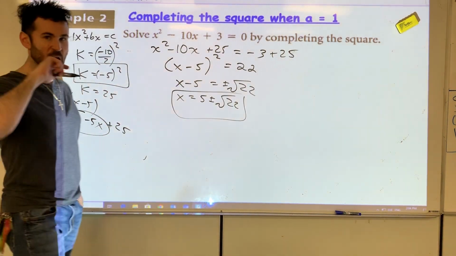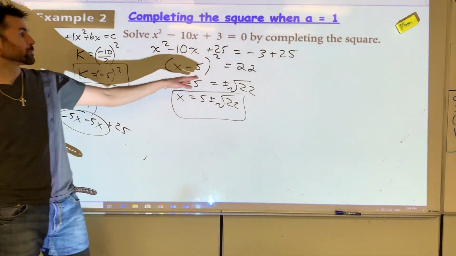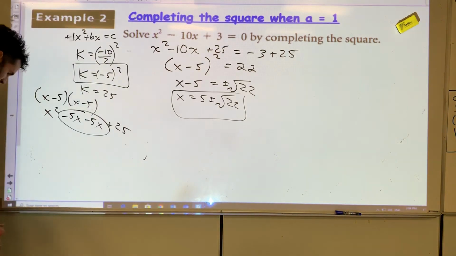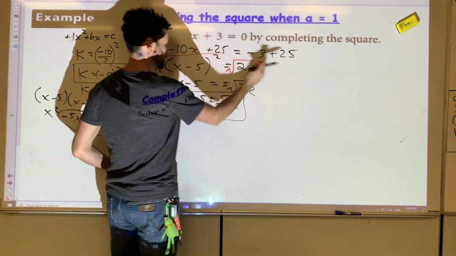Why should we square root the 22? Oh, because we square rooted both sides. So we square rooted this side, we square rooted that side.